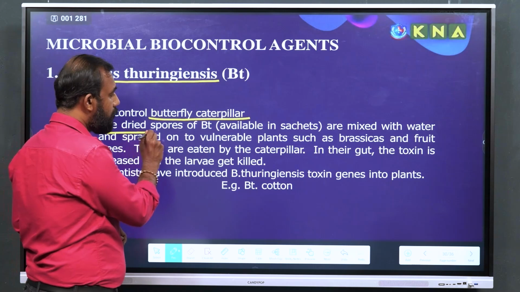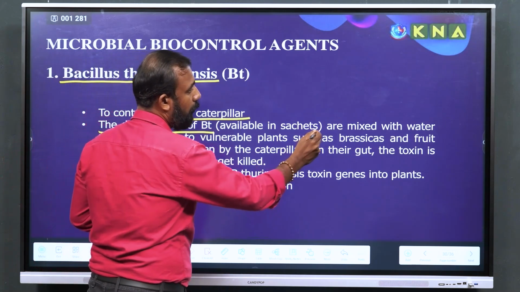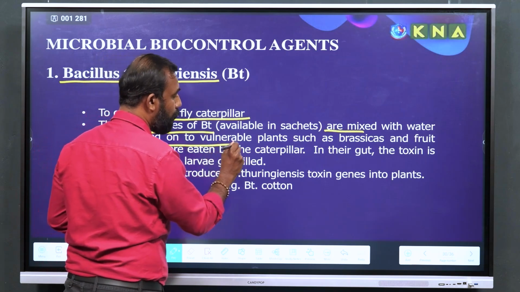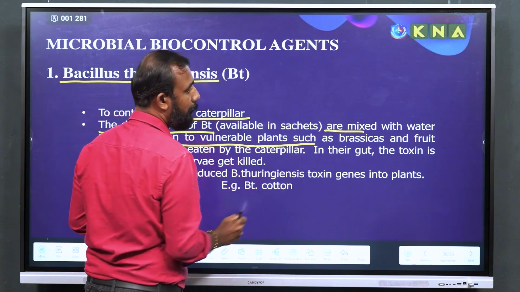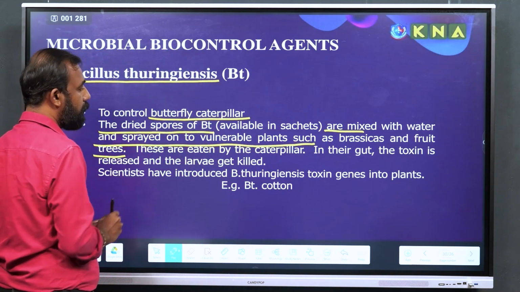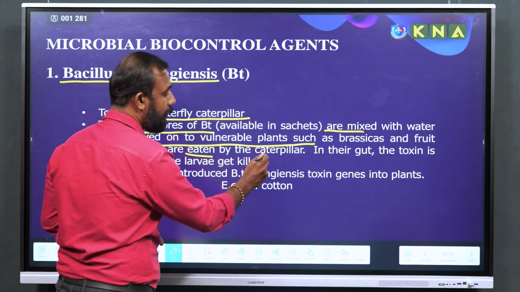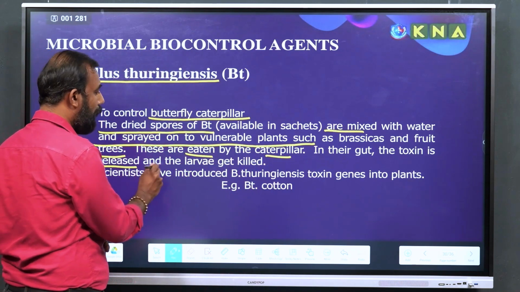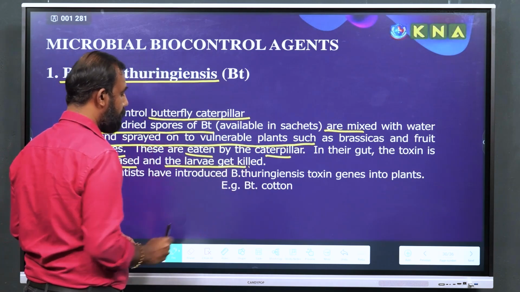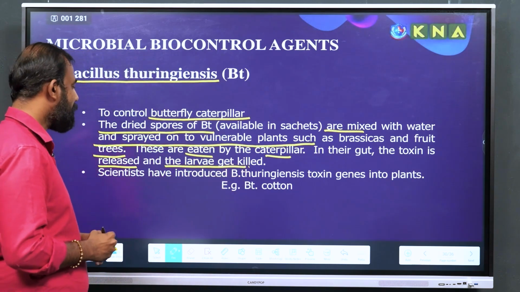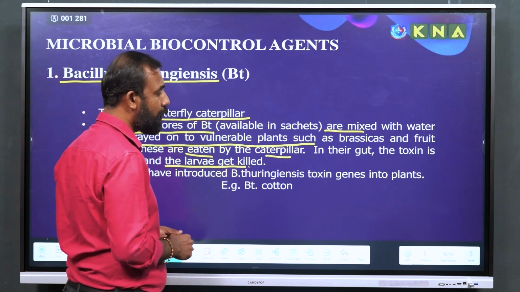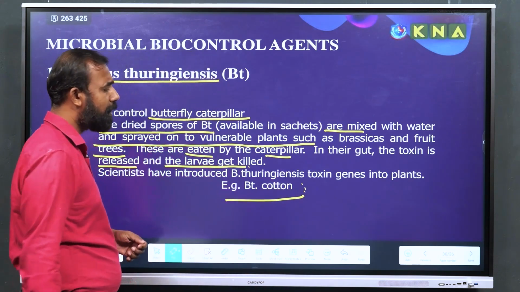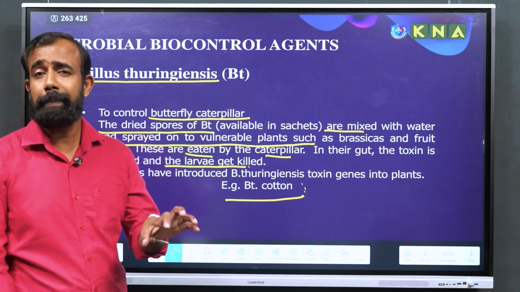The dried spores of BT are mixed with water and sprayed onto vulnerable plants such as brassicas and fruit trees. These are eaten by the caterpillar. In their gut, the toxin is released and the larvae get killed. Scientists have introduced the Bacillus thuringiensis toxin gene into plants, for example BT cotton. This topic we will study in biotechnology and its applications.